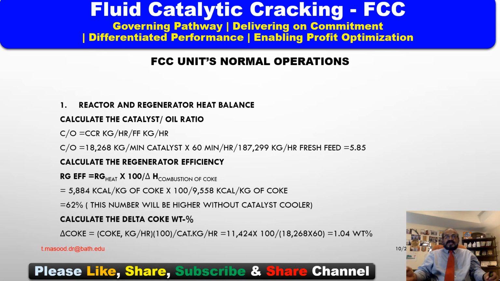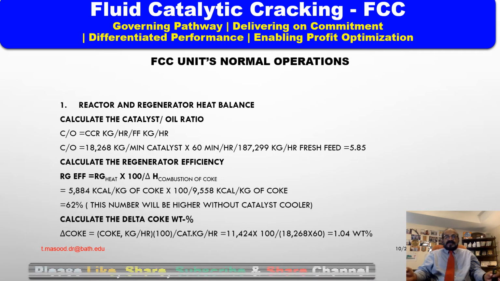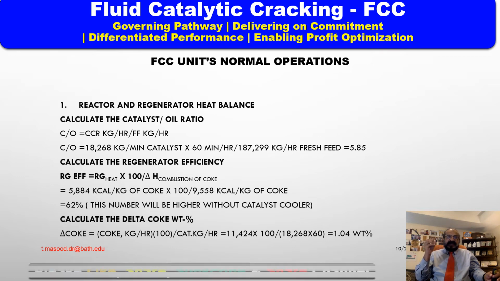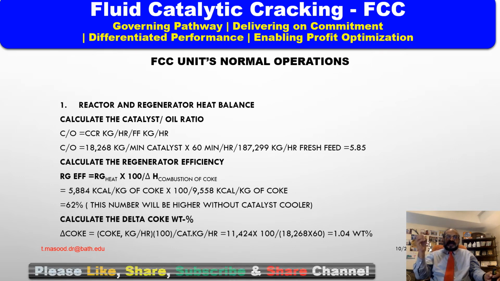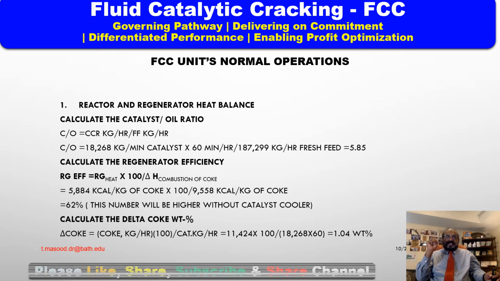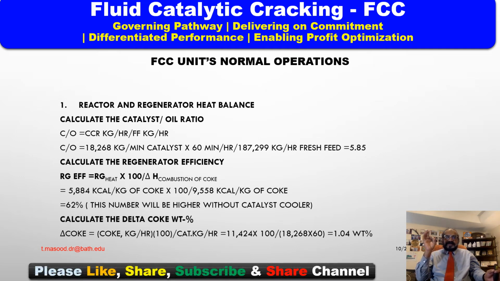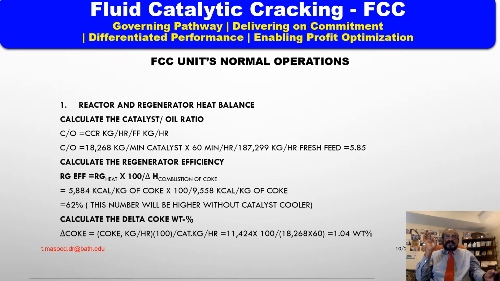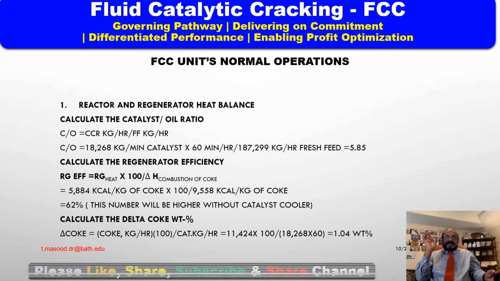Catalyst oil ratio is equal to CCR, catalyst circulation rate kg per hour, divided by fresh feed kg per hour. So the catalyst oil ratio is equal to 18,268 kg per minute catalyst times 60 minutes per hour divided by 187,299 kg per hour of fresh feed, which is equal to 5.85. That is the catalyst to oil ratio.